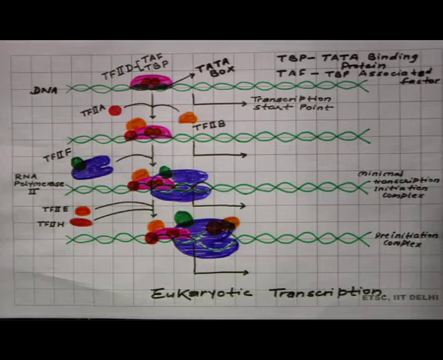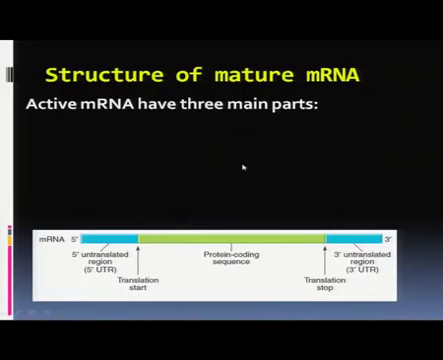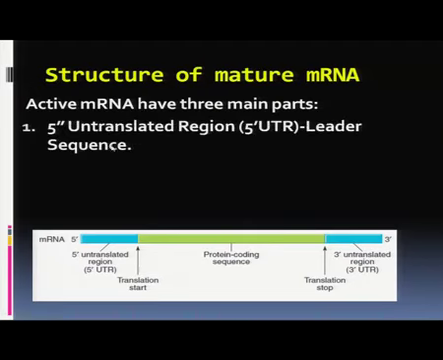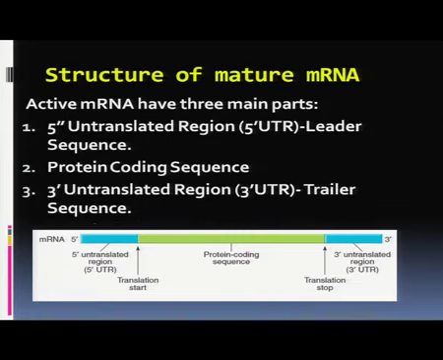Now, the structure of mature messenger RNA. After the transcription, if we talk about mature messenger RNA, it means there are no introns, no non-functional sequences. So, an active messenger RNA has three main parts. One is the 5' untranslated region, which is also called the leader sequence. The second one is the protein coding sequence, which codes for the protein, and the third one is the 3' untranslated region, which is also called the trailer sequence. So, this is the structure of an active, or mature, messenger RNA.